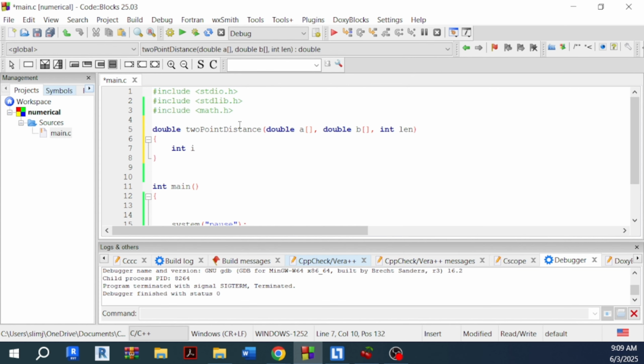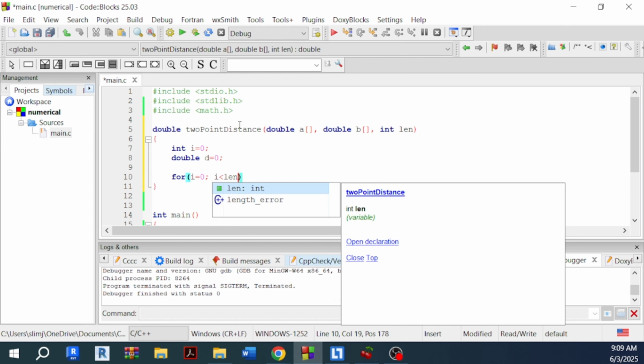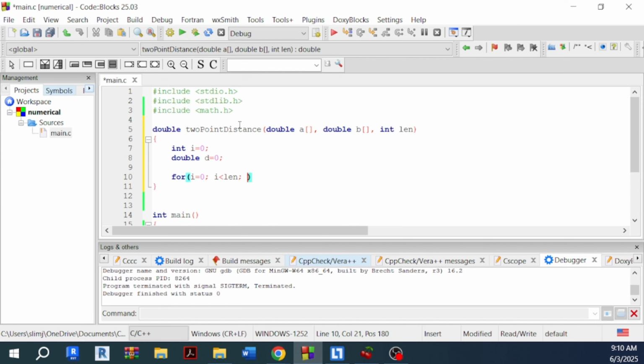Int i is equal to 0. This is for the looping between all the coordinates of each vector. Actually, they are the same dimension, so we need to loop through one. Double d, which is the distance, is initialized at 0 at first. For i equals 0, i less than len, which is the length of one of the vectors, i plus plus, d plus equal x2 minus x1 squared plus y2 minus y1 squared plus z2 minus z1 squared.